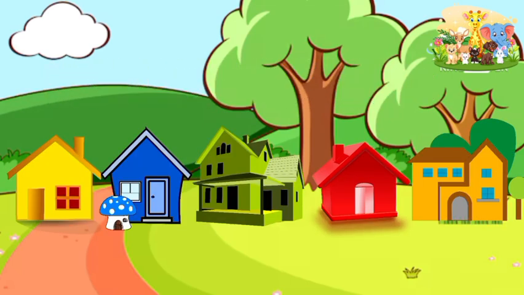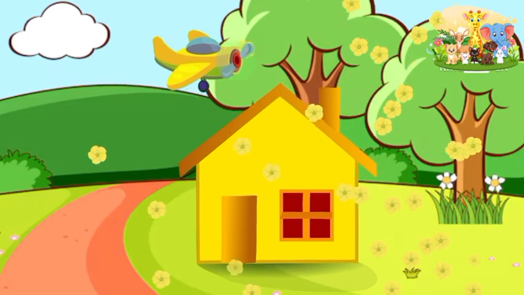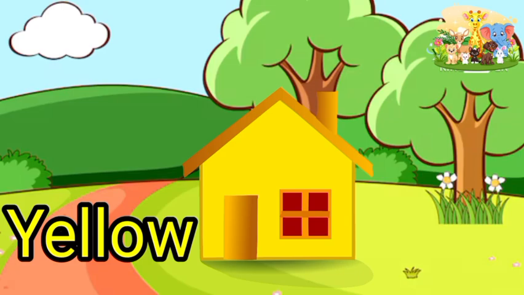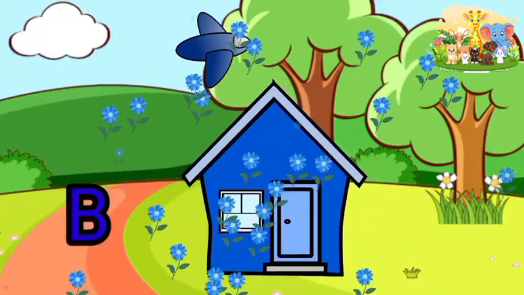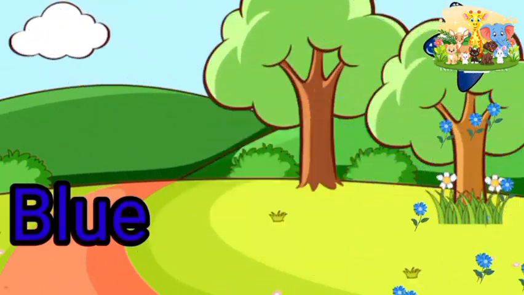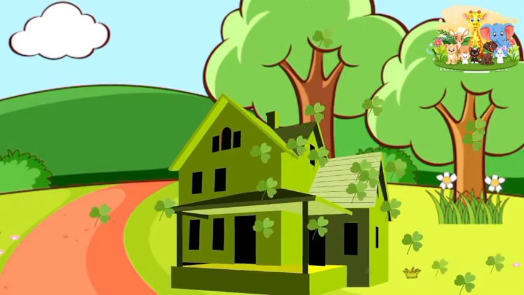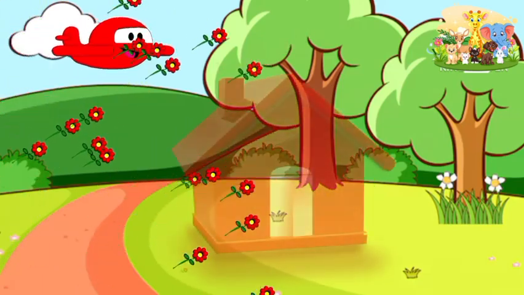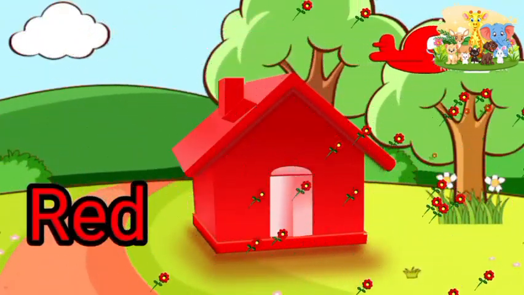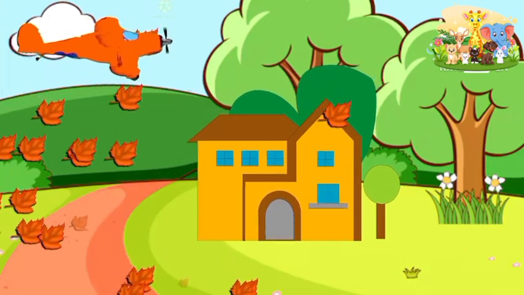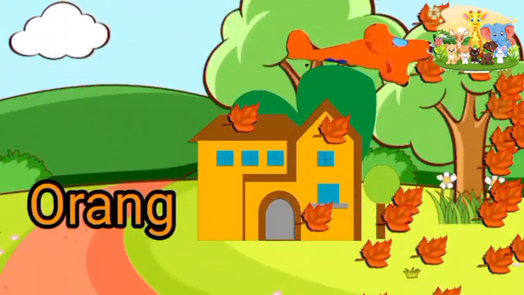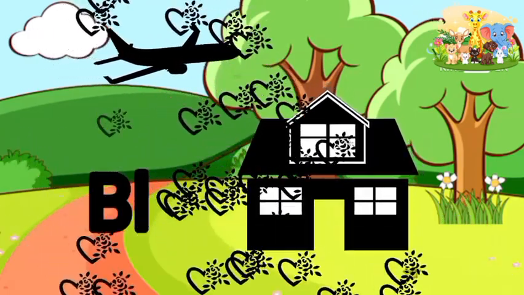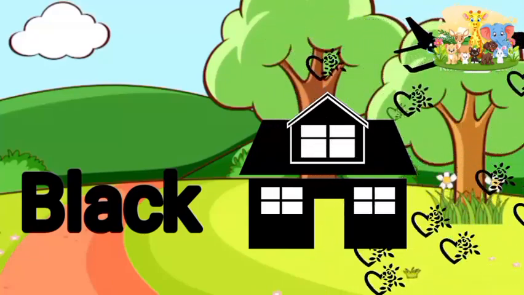Let's learn the color names. Yellow, yellow. Blue, blue. Green, green. Red, red. Orange, orange. Black, black.